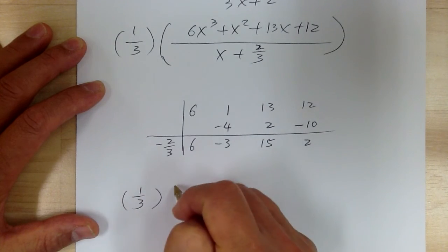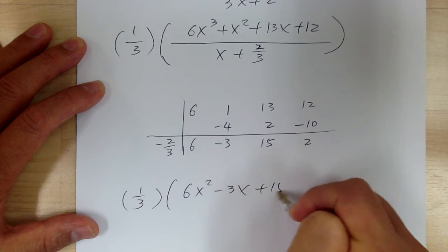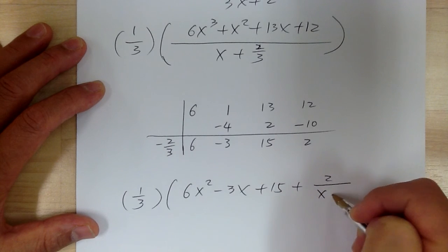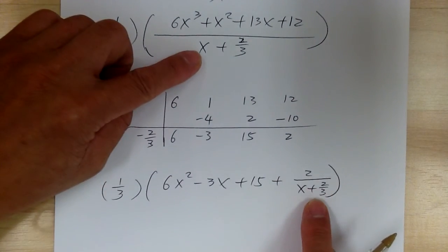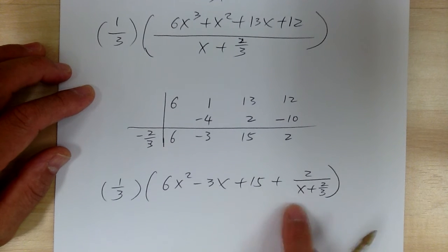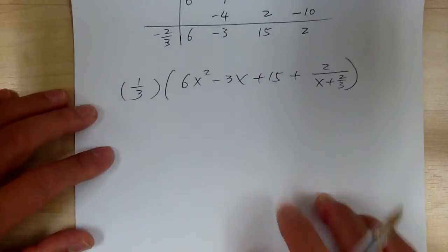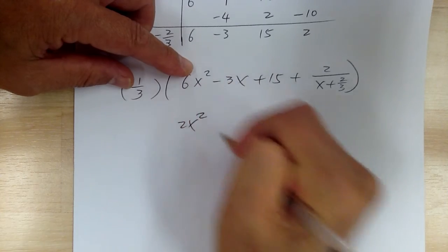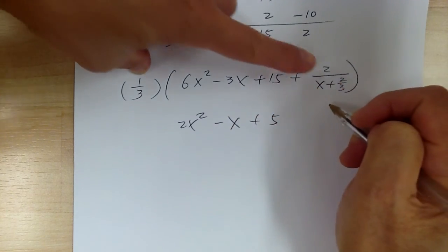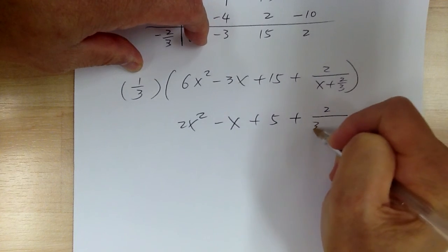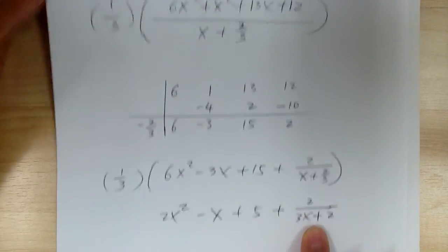you keep the 1/3 in front. From this part, when you divide, you get 6x squared minus 3x plus 15 plus 2 over x plus 2 over 3. The denominator does not change. Once you get this part, all you have to do is multiply by the 1/3 again. So first you get rid of the 3 and then you multiply by it again, so you have to distribute. This gives you 2x squared, minus x, plus 5, and plus 2 over 3x plus 2. So you get back your original denominator, and that's your answer.